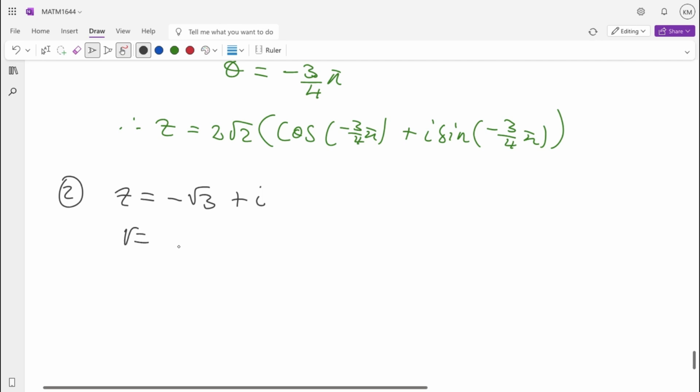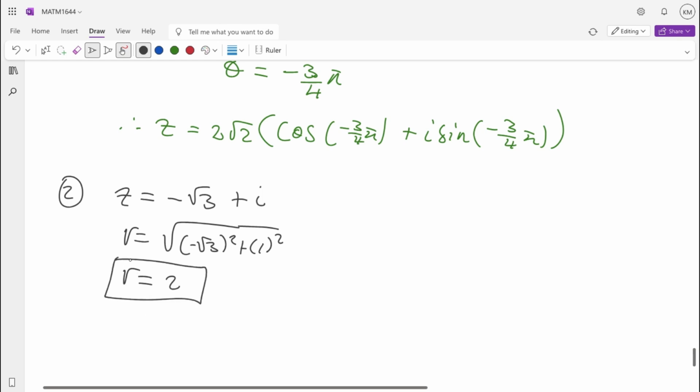r will be equal to the square root of minus root 3 squared plus 1 squared. That will be our modulus. Then here we get 3 plus 1 is 4, then the square root of 4 will give us 2. So we have r equals 2.